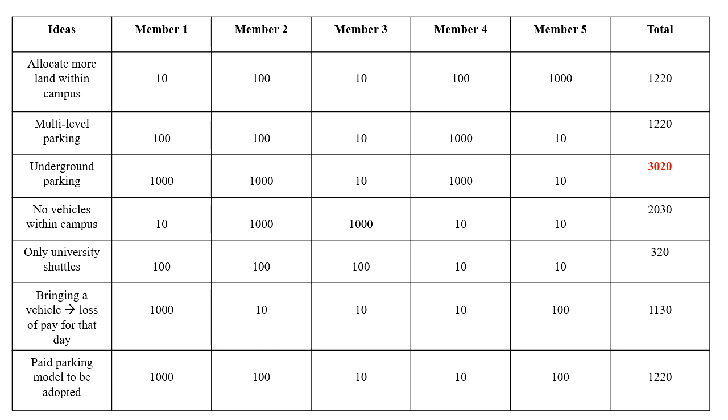Similarly, you look at the multi-level parking system. Here we don't need to extend the places. We can have the same accommodated space, but we can have multi-level parking from floor 1 to floor 3, floor 4, floor 5. Here member 4 has given the highest rate of 1000 grams, compared to member 3 and member 5. Similarly, underground parking, we can implement it. For underground parking, member 1, member 2, and member 4 have given high weightage.